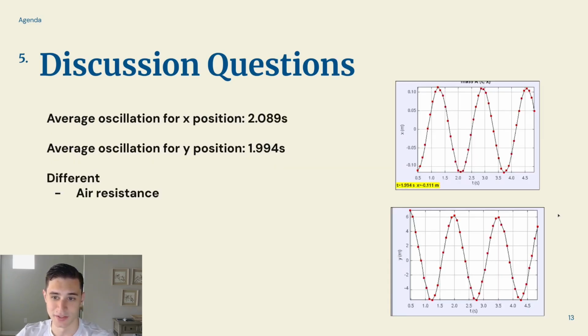For the other discussion question, we compared the average oscillation period in Tracker. So we have 2.089 seconds and 1.994 seconds. These theoretically should be the same time, but there are some differences, possibly because of air resistance or drag, whatever you want to call it. And in conclusion, our hypothesis is supported. We can accurately predict the motion of the undulating object on the spring.